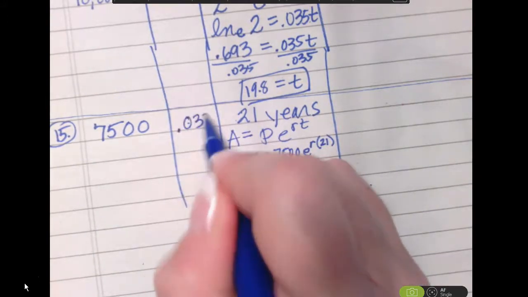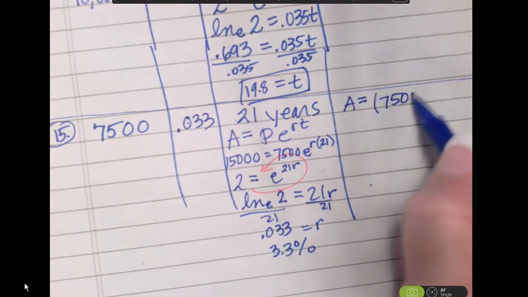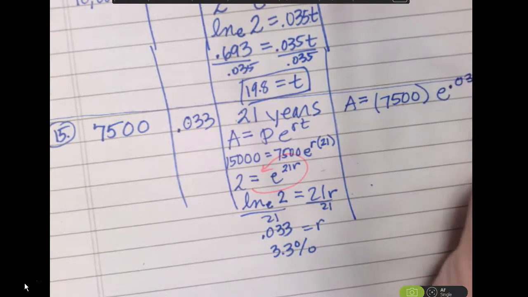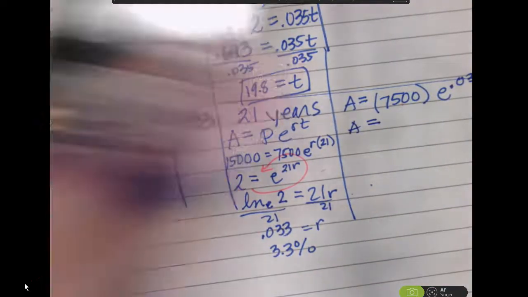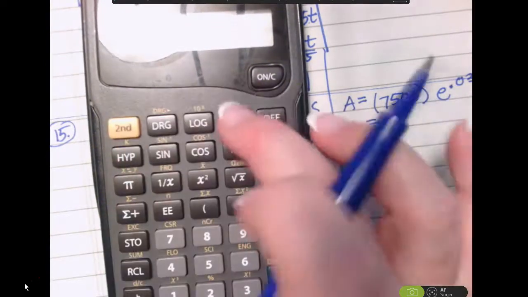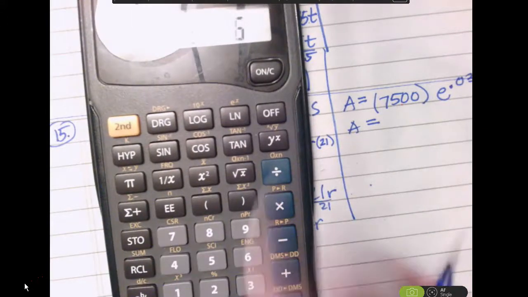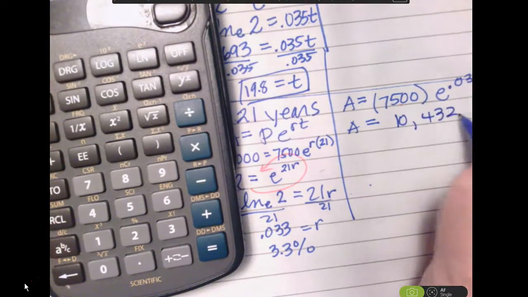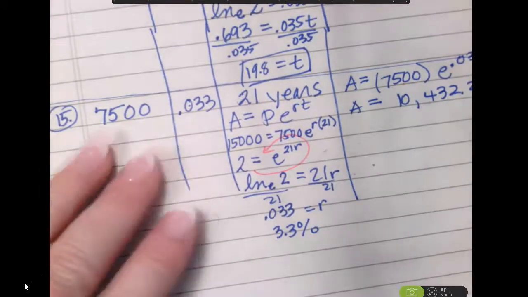So I can put that right there, and then now my final amount after 10 years, starting with 7,500, going with e times 0.033 times 10. And so now I'm just plugging that in. E to the 0.33 is 1.390 times 7,500, and we get 10,432 and 26 cents.